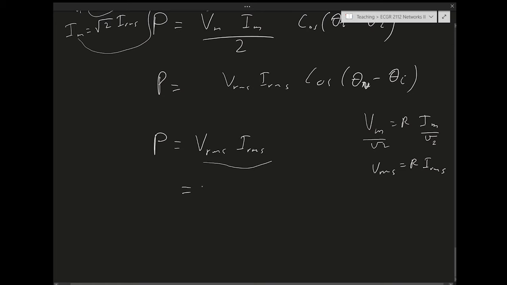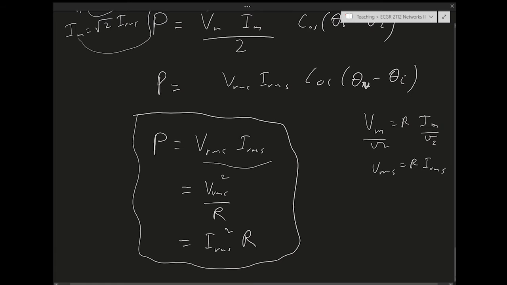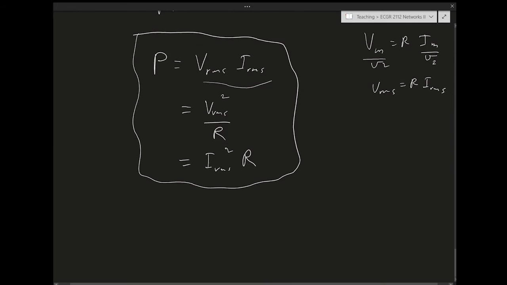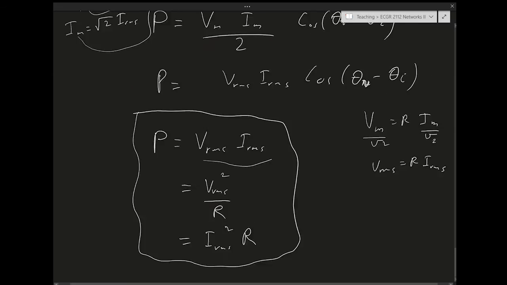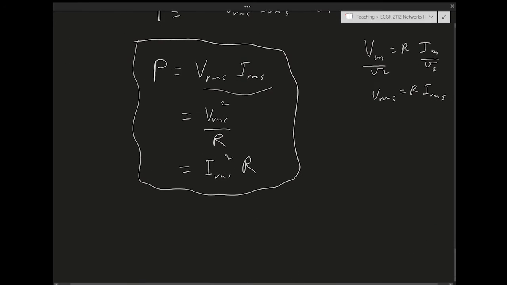So I can rewrite this as either VRMS squared over R, or if I plug in the value for VRMS, I end up with I RMS squared times R. So this is what RMS gives you. It allows you to write the power equations for a resistor in a form that's exactly equivalent to the DC form of the equations. Okay, so that's why they are so useful.